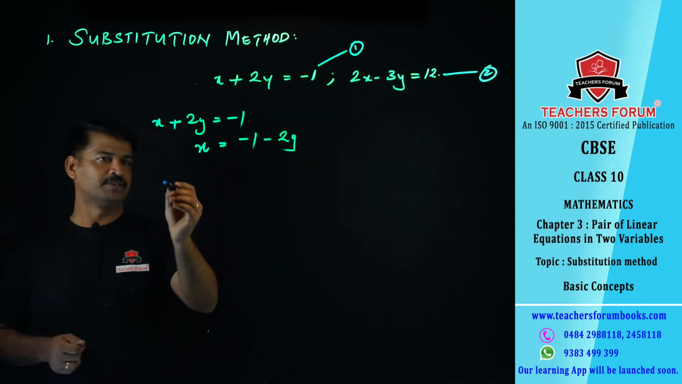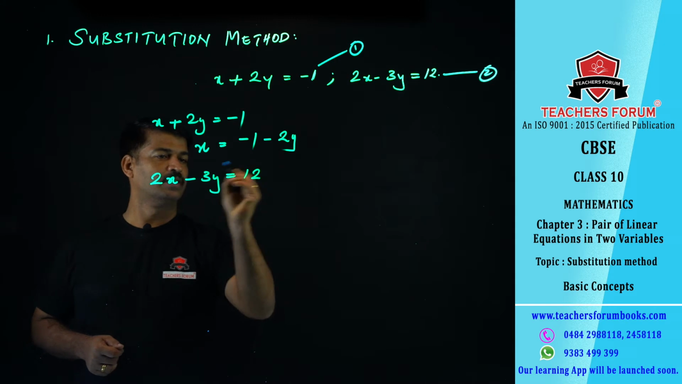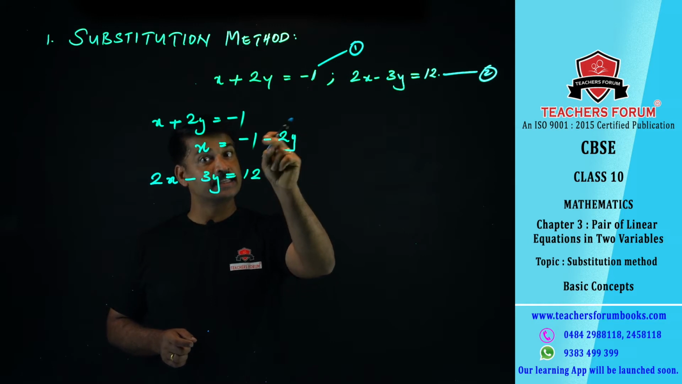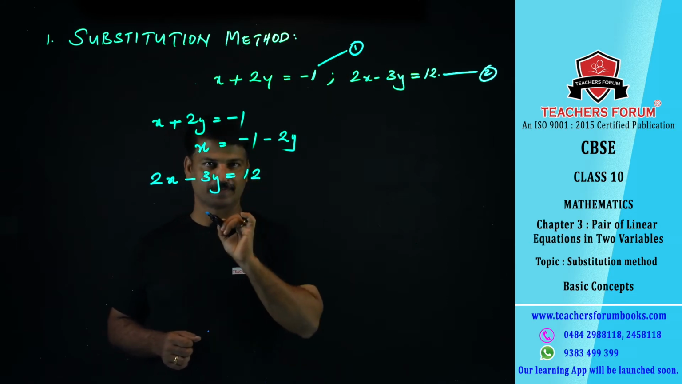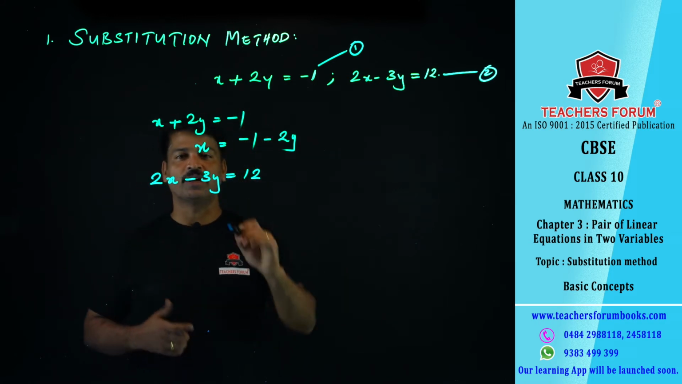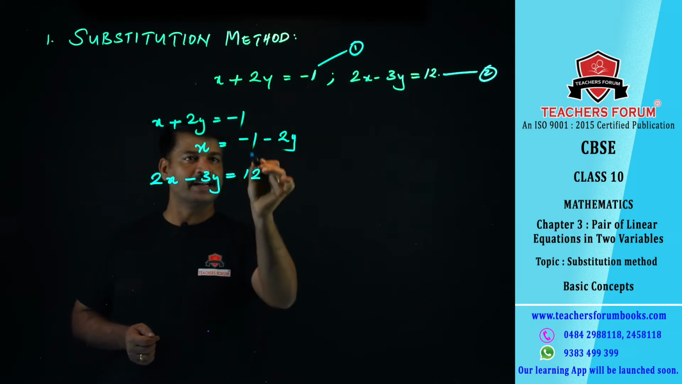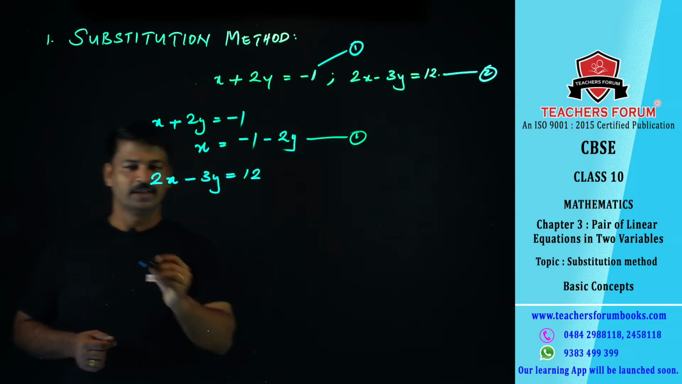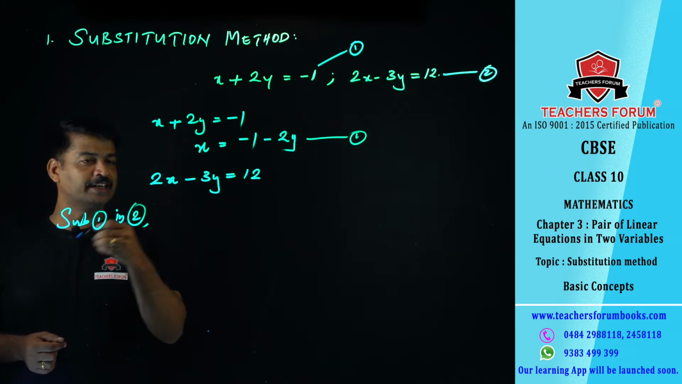Now let us write the second equation. The second one is 2x minus 3y is equal to 12. Now here we just substitute the value of x from the first equation in the second equation. Is it clear? From the first equation we found what is x, and we substitute it in the second equation, or from the first equation you can find the value of y and substitute in the second one. Let it be equation number 1. Now substitute equation number 1 in equation number 2. Then let us see what we get.